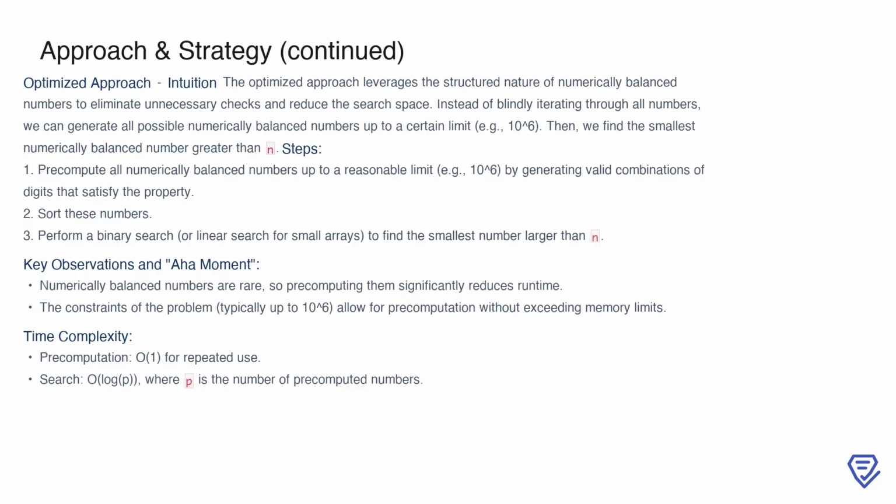This method is far more efficient because numerically balanced numbers are relatively rare, meaning the pre-computed list is small and manageable. Additionally, the constraints of this problem allow pre-computation without exhausting memory resources. The time complexity of this approach is efficient as well. Pre-computation is a one-time cost that enables near-instant lookups in subsequent queries. Binary search, for example, operates in O(log p), where p is the size of the pre-computed list. This method is both efficient and scalable within the given constraints.